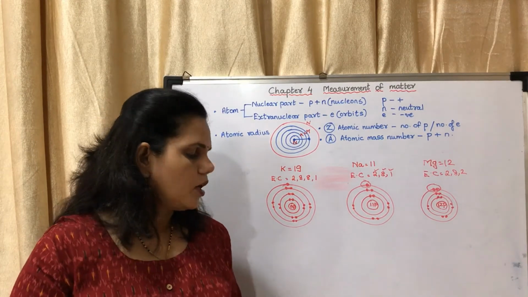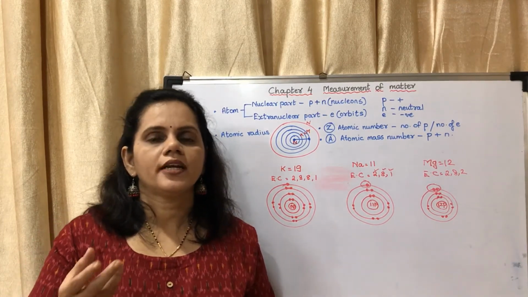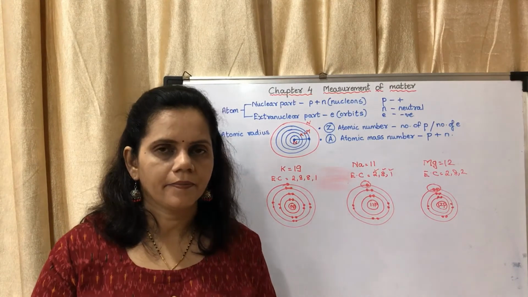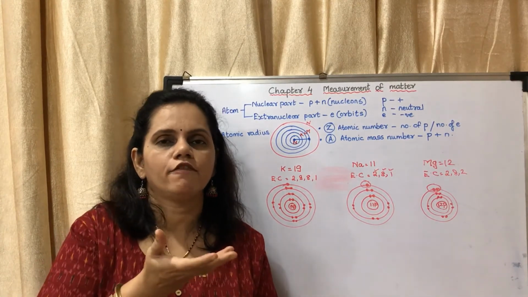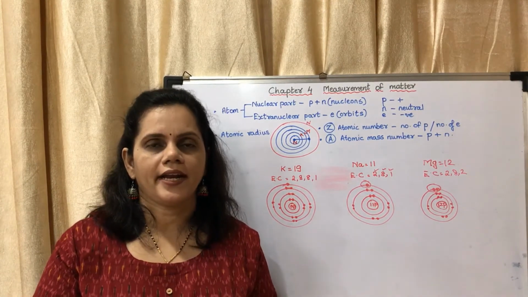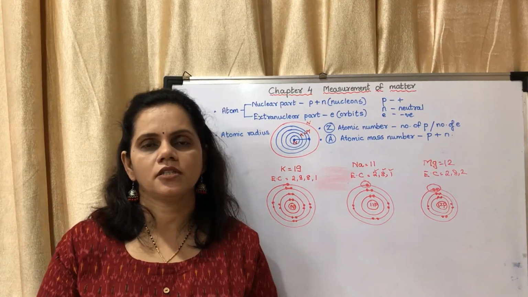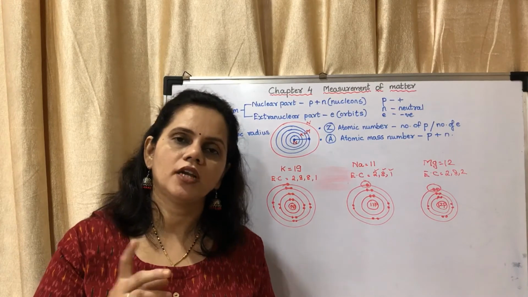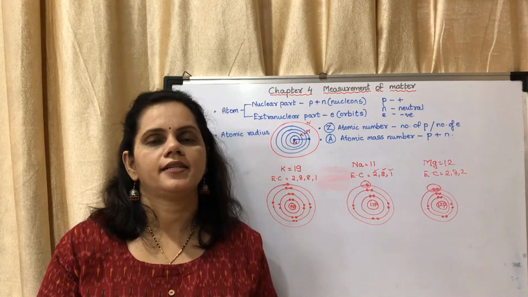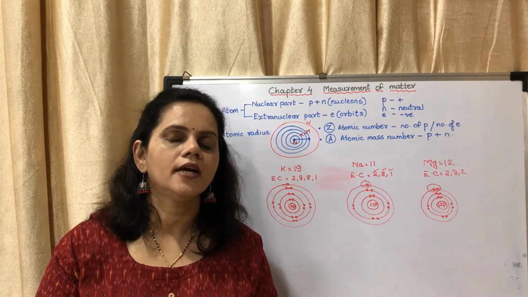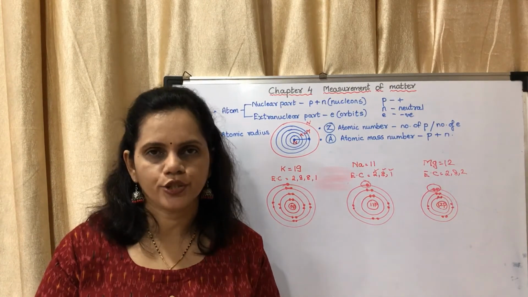Now, if you take an atom, you cannot hold an atom in your hand and you cannot weigh one atom. Okay, one atom, because it is very, very less. Which is the smallest atom? Hydrogen is the smallest atom. It is having only one proton. It is having only one electron. It does not have any neutron.